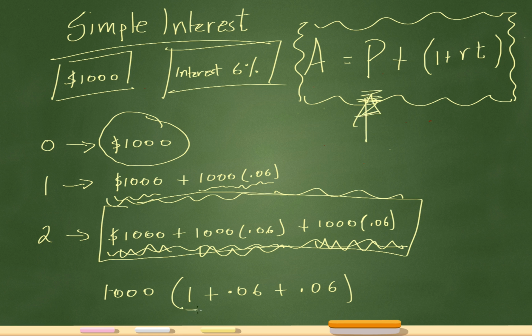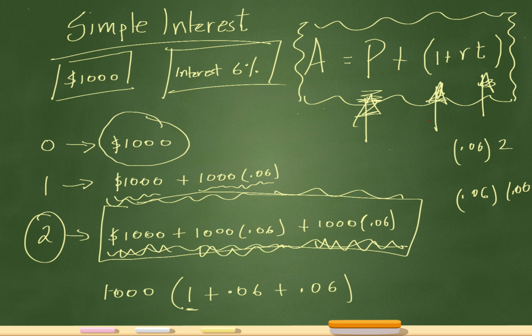The 1 is coming from that 1 right there. And now this R is your interest rate, which is 0.06, and T represents the time. See how in this case it's 2 years, so that 0.06 is being multiplied by 2, which is just 0.06 plus 0.06, which is what I have here. So the reason I wanted to show you this is so you truly understand where that formula is coming from.